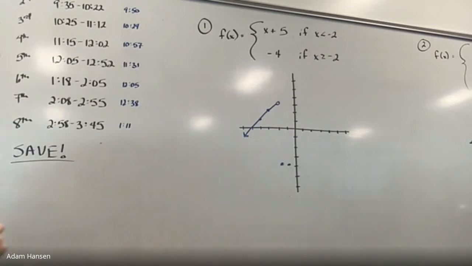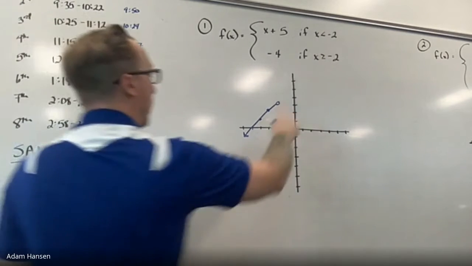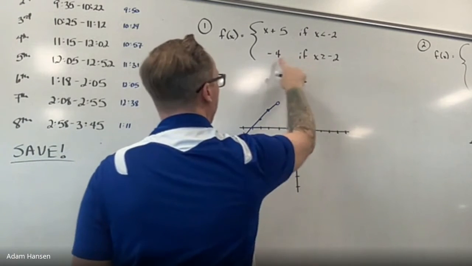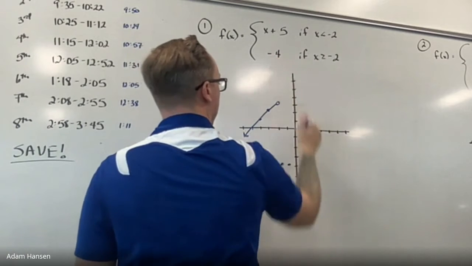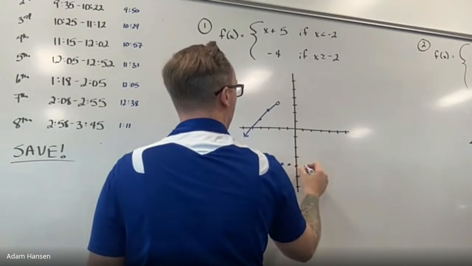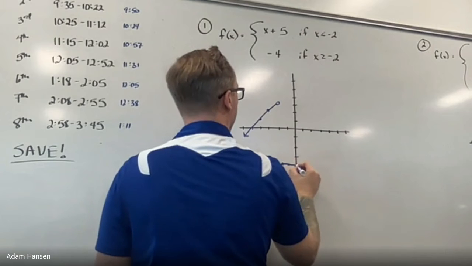Wouldn't every single x value that's more than -2 always have to be equal to -4 for the graph? It's kind of how this works. For any x coordinate that's greater than or equal to -2, our graph always has a value of -4. At 0, -4. At 1, -4. Get this nice horizontal line.